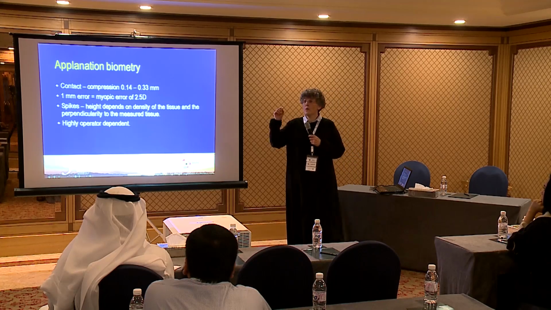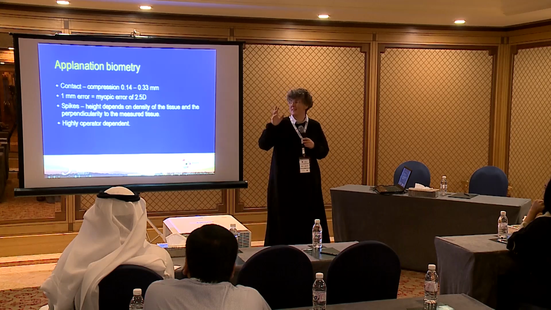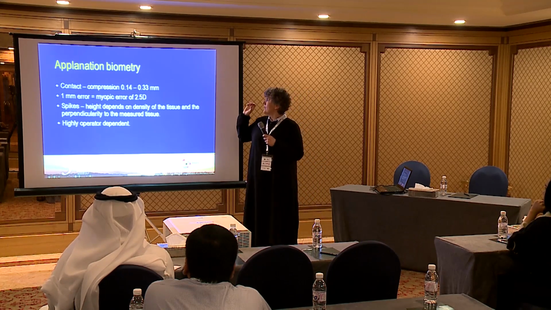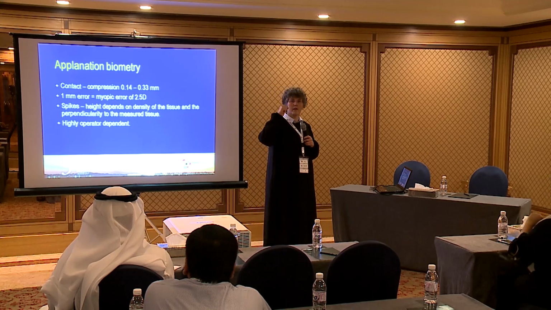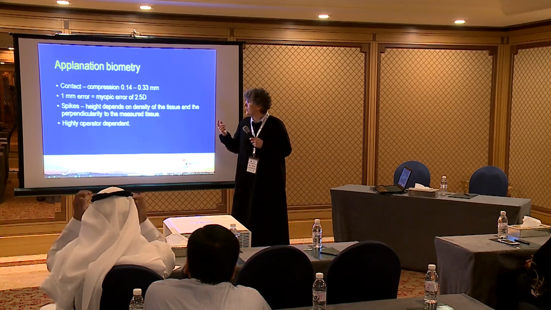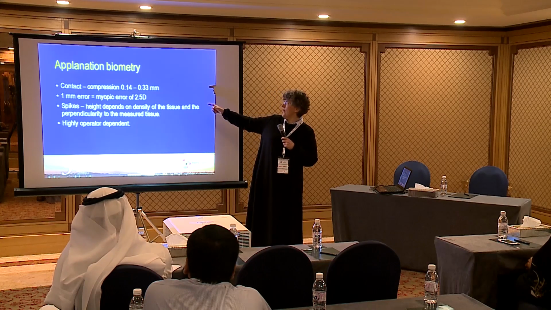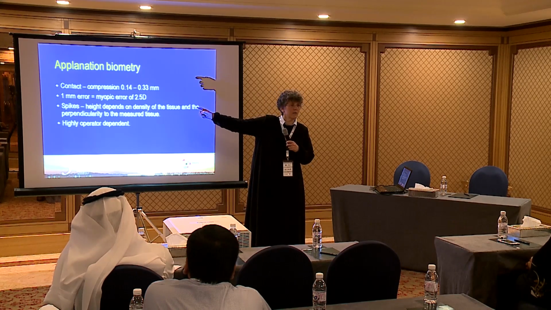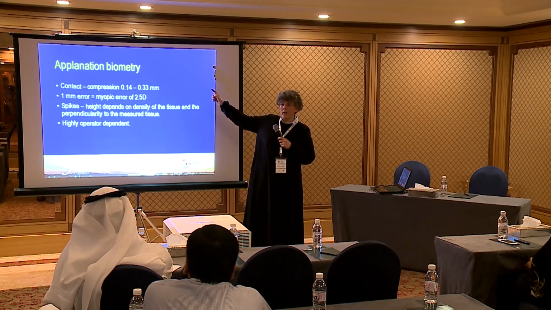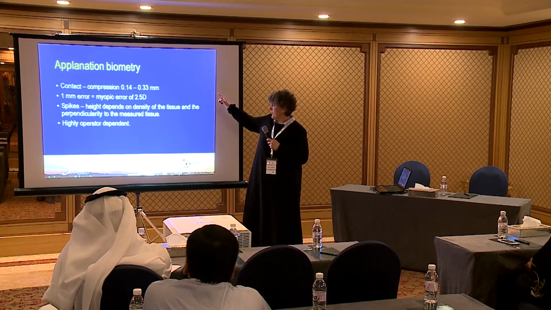Now, when we do contact, doesn't matter how good we think we are, we will always be compressing the eye, exactly. And that's why we get 0.14 to 0.33 millimeters of mistake. We make the eye shorter, meaning that we will overcorrect, okay? Every millimeter of error in the axial length is 2.5 diopters in the final refraction. So the mean compression that we do ends up with the patient being 0.75 overcorrected.